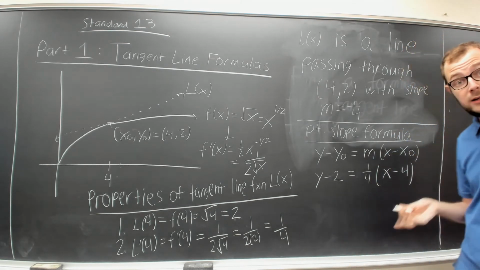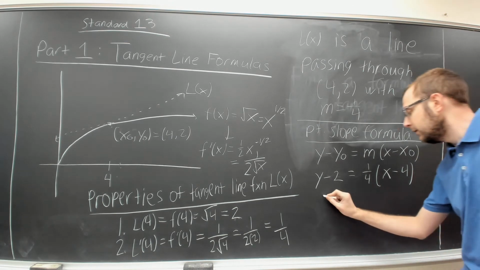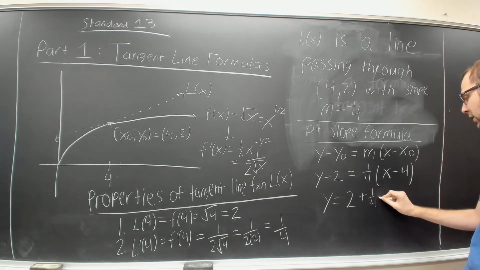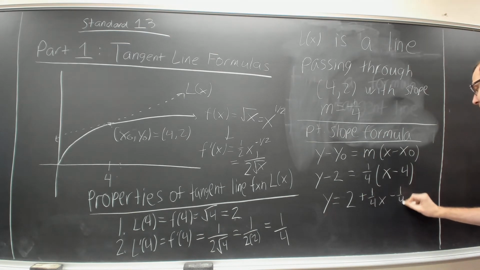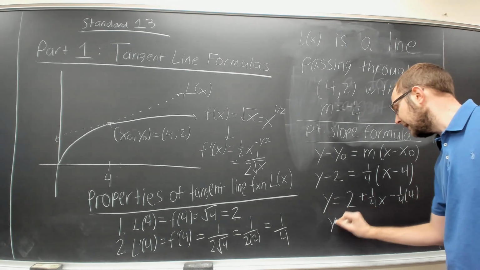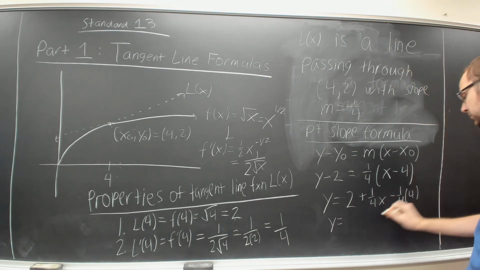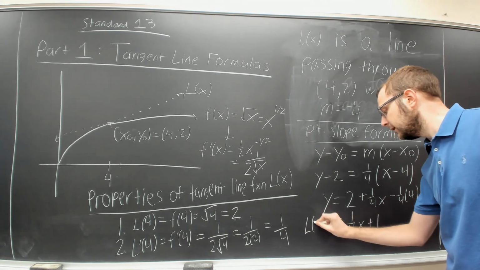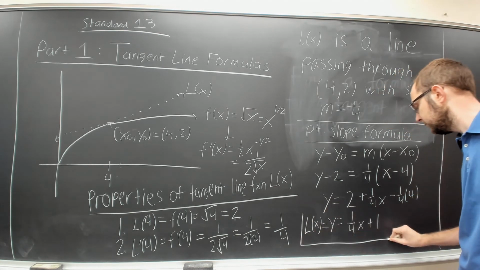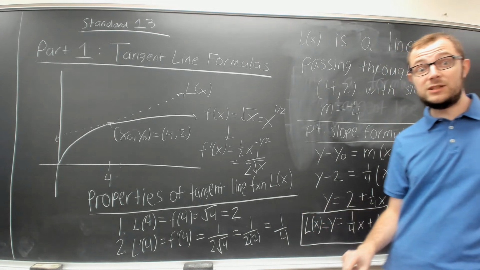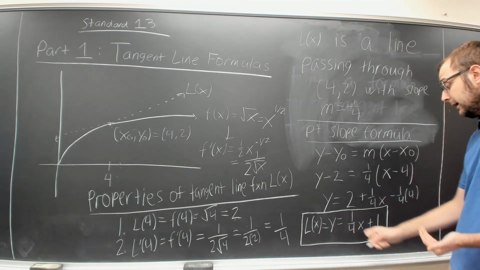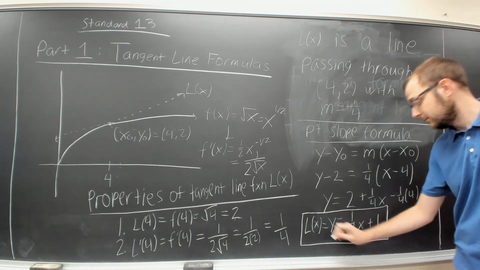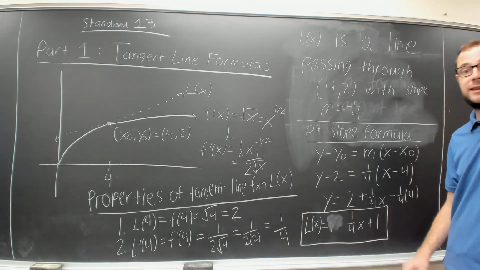Or, if we wanted to simplify a little bit, we could get y is equal to 2 plus 1/4 x minus 1/4 times 4, or y is equal to 2 minus 1, which is 1, plus 1/4 x, so 1/4 x plus 1. So our tangent line in the end is going to have a formula of L of x equals 1/4 x plus 1. We can eliminate the y in the middle if you like and just write it like that.